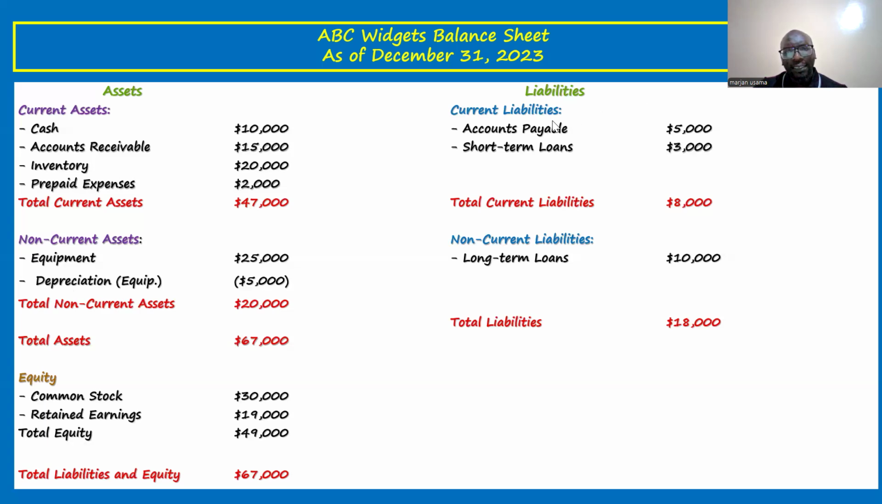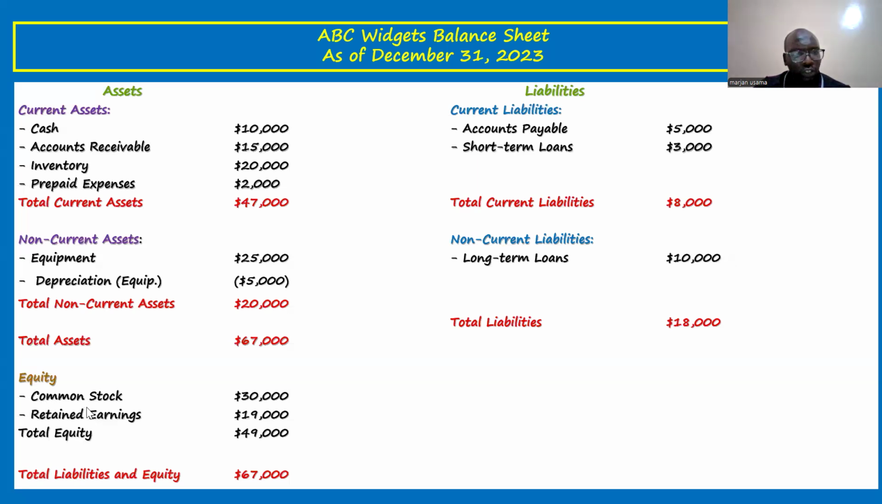Now, we also have the liability side. So we have the current liabilities, plus we also have the non-current liabilities. So the total current liabilities is 8,000, then plus the non-current gives you what? So our total liability is 18,000. Now, on the flip side, we have the equity.